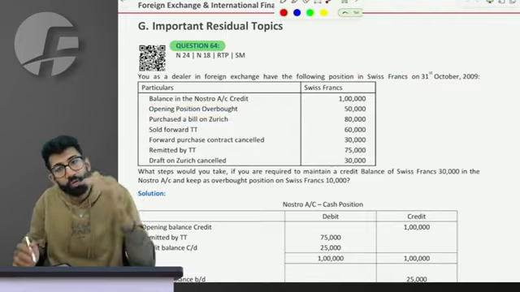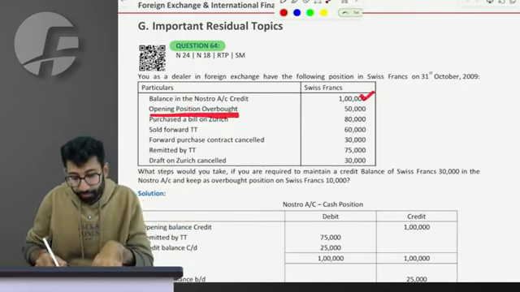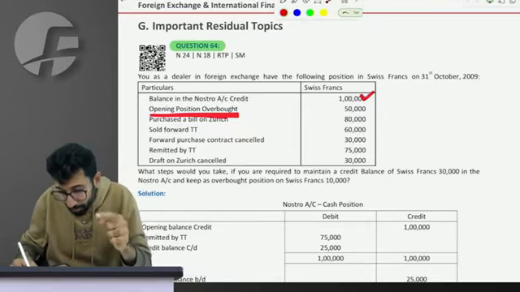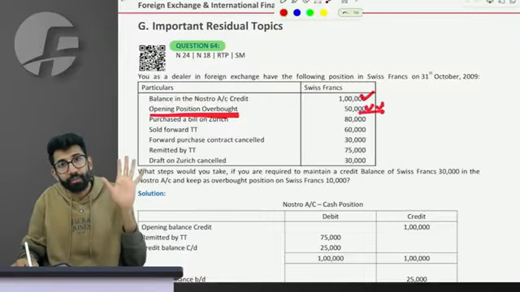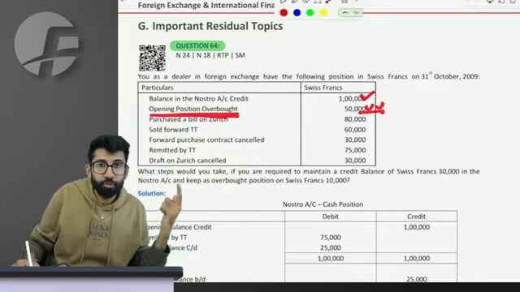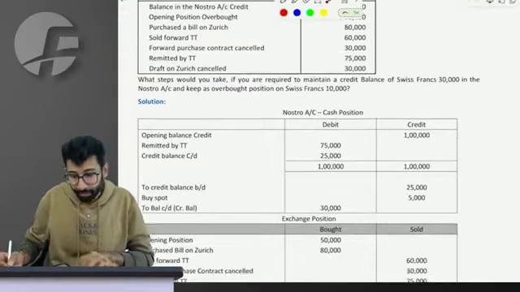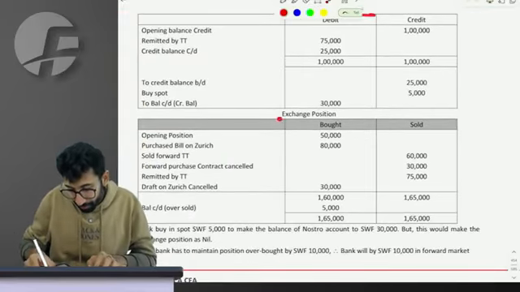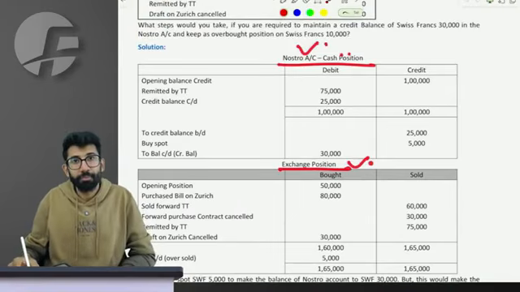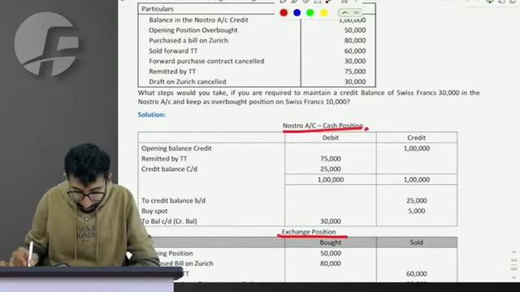Sir, in the nostro account, I already have my money deposited with them, 1 lakh Swiss franc. And in the exchange position, meaning the account where both spot and forward transactions are recorded, it shows I have bought 50. Either I would have actually bought 50 or I would have entered into a contract to buy 50. Both are included in this 50. Fine. So how do we create this? First we create a nostro account, then we create an exchange position. Always remember this sequence. Sir, why do we have to remember this sequence? I will tell you later. Nostro is first, then you create the exchange position.